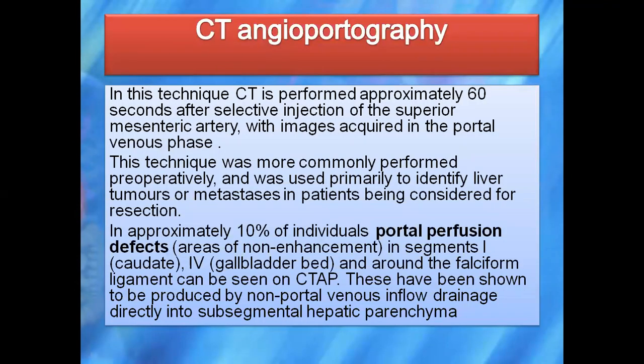CT angiography. In this technique, the CT is performed approximately 60 seconds after selective injection of the superior mesenteric artery. The images are acquired in the portal venous phase. This technique was more commonly performed preoperatively, primarily to identify liver tumor or metastasis in patients being considered for resection. In approximately 10% of individuals, portal perfusion defects, areas of no enhancement in segment 1, the caudate, the gallbladder bed and around the falciform ligament, can be seen on CT angioportography. These have been shown to be produced by non-portal venous inflow draining directly into subsegmental hepatic parenchyma.